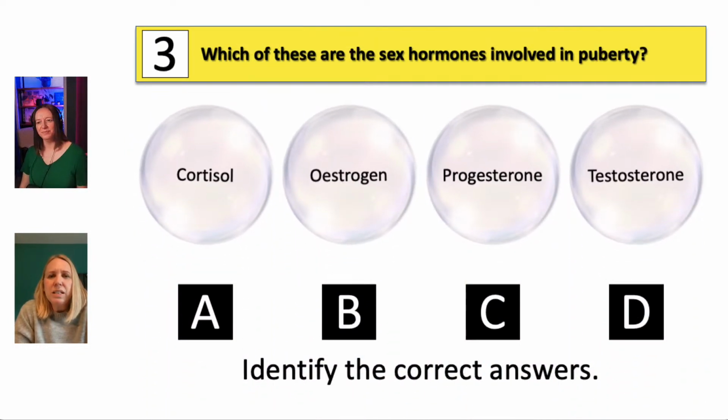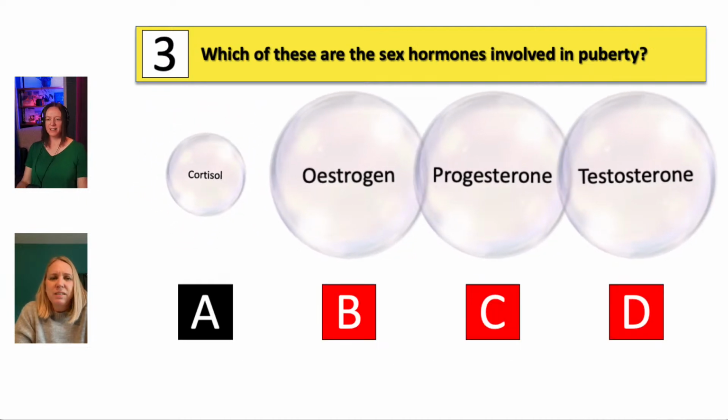Which of these are the sex hormones involved in puberty? So we actually talked about the sex hormones that are needed to mature those primary sexual characteristics and the secondary sexual characteristics. So we've got B and D, estrogen and testosterone. Are there any others that you would add to that? Or we're just going to stick with estrogen and testosterone? Liz, is there another one that you would add? Yes, I would add C, which Molly and Eden have said. Yeah. Brilliant. Well done.